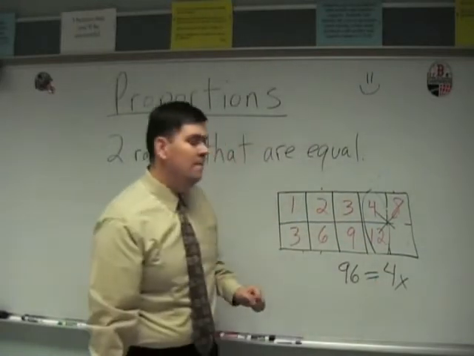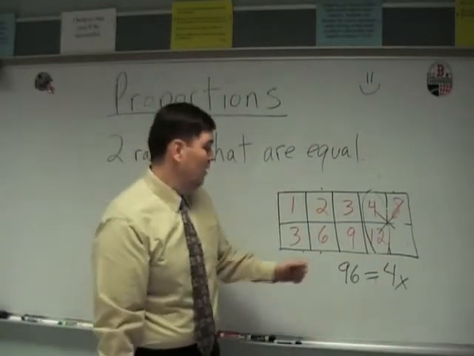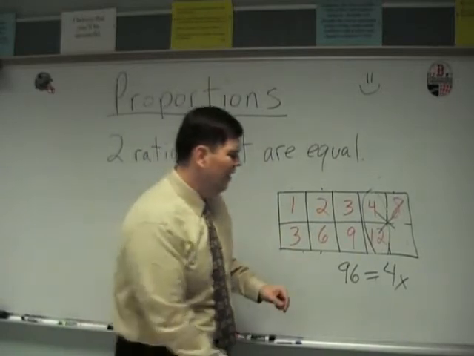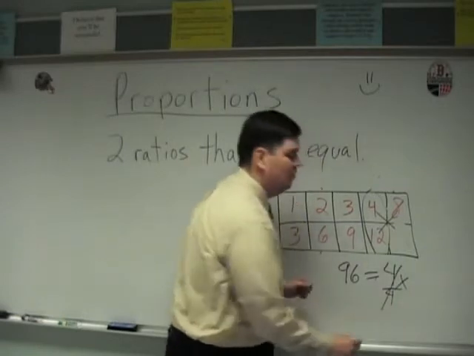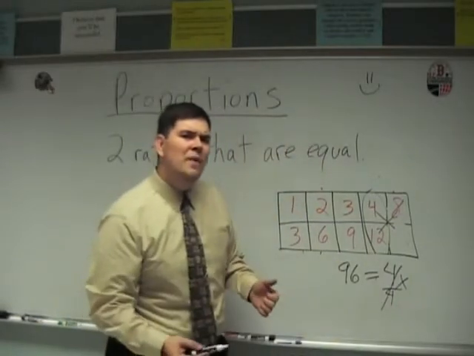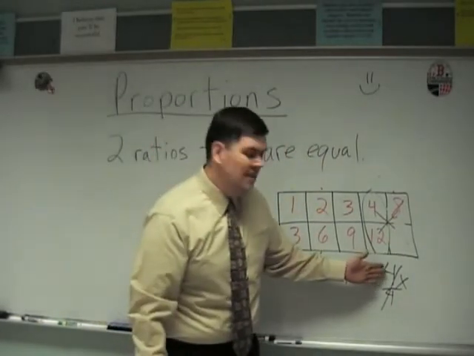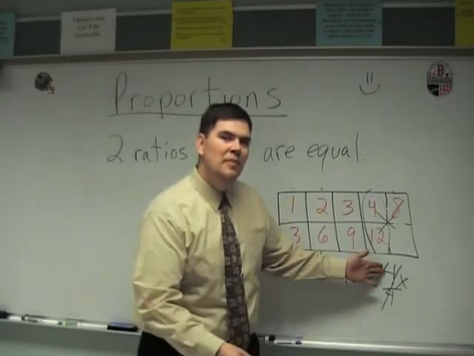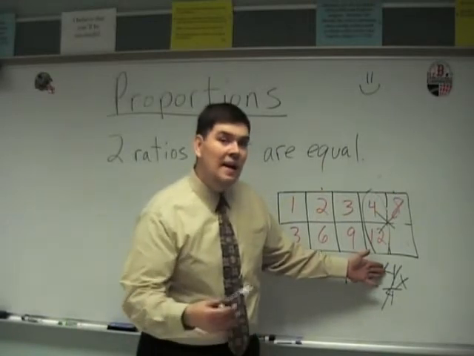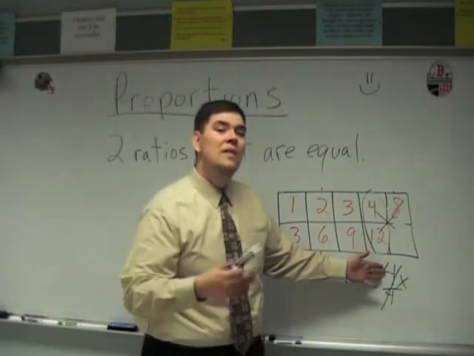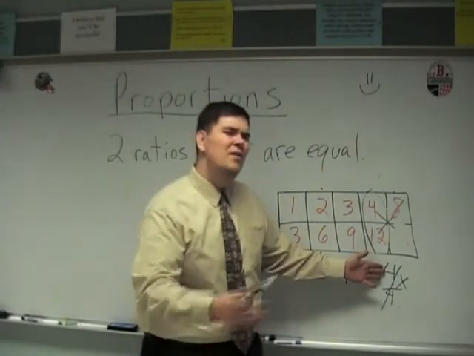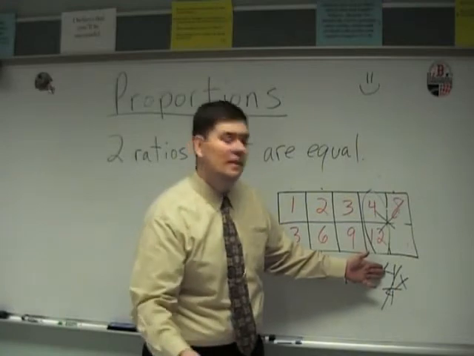4x. Okay? Now, what I can do, I can go ahead and divide this by 4, and then those will cancel out. Why do I divide by 4? Well, I'm going to divide by the number that I see being multiplied by x. I want to get x by itself, and in order to get it by itself, I do the inverse operation. I do the opposite of what's there is basically what I'm doing.